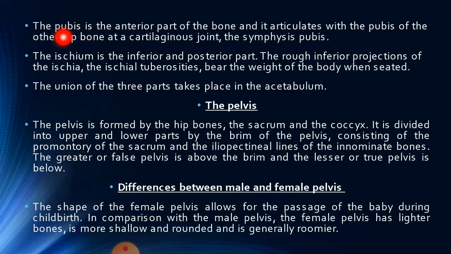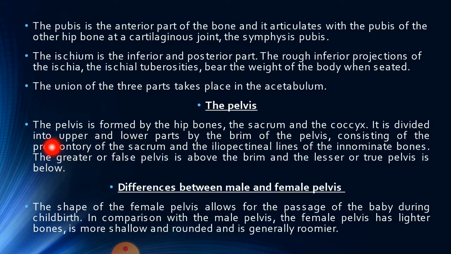The pubis is the interior part of the bone, and it articulates with the pubis of the other hip bone at a cartilaginous joint, the symphysis pubis. The ischium is the inferior and the posterior part. The rough inferior projections of the ischia, the ischial tuberosities, bear the weight of the body when seated. The union of the three parts takes place in the acetabulum.